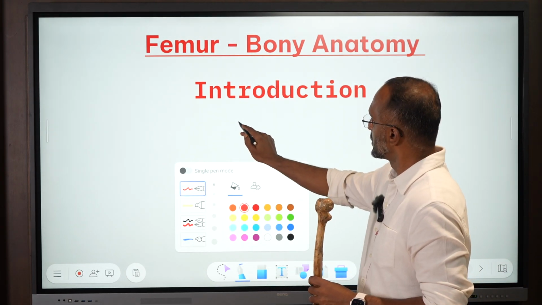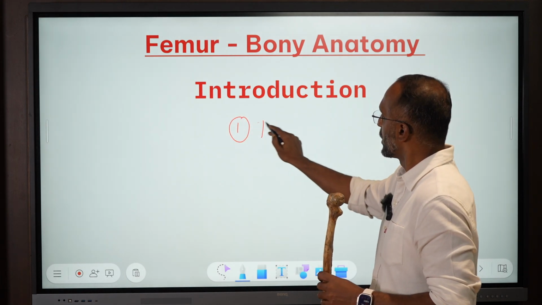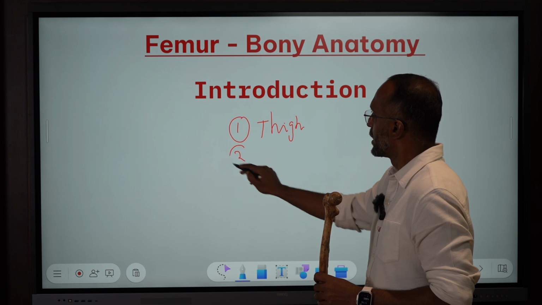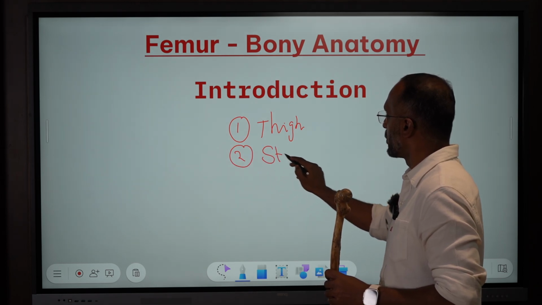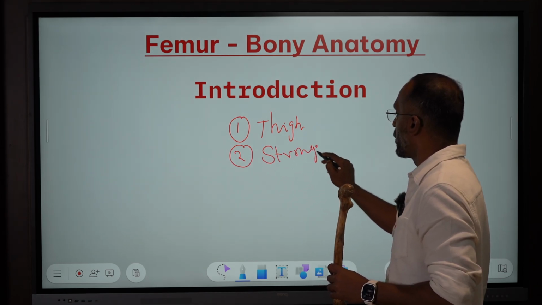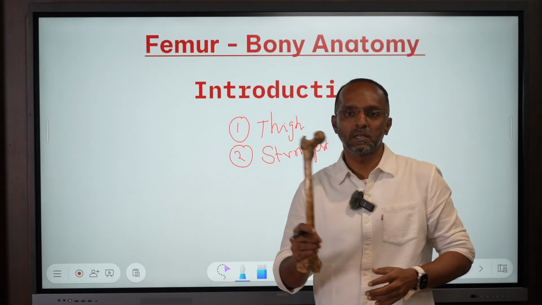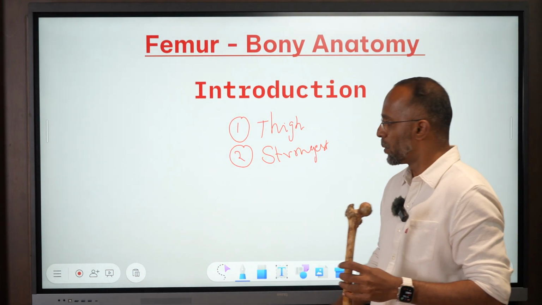First point is it is the thigh bone, as we all know. Second, it is the strongest bone of the body. Out of all bones in the body, you need a lot of force to break this bone. So that is why it is called the strongest bone of the body.